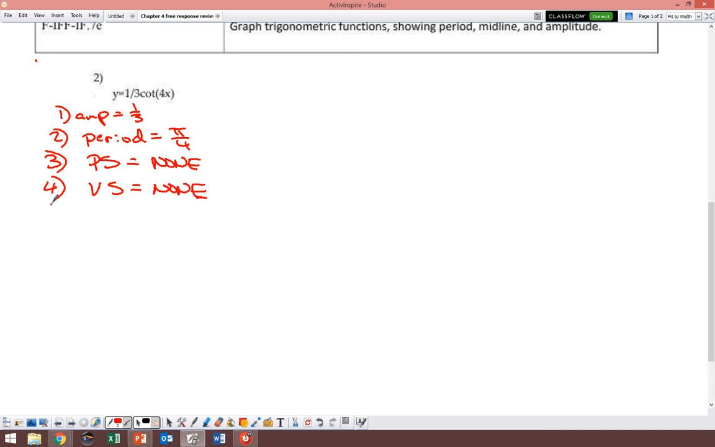Okay, step 5. Asymptotes. Now, for tangent and cotangent, I always have to have asymptotes next. Because that's going to give me the place in which my graph is going to go in between. Okay, I need to know where those are. So my asymptotes. So cotangent, my asymptotes start where? 0 and pi. So I'm going to have one at 0, and I'm going to have one at pi.